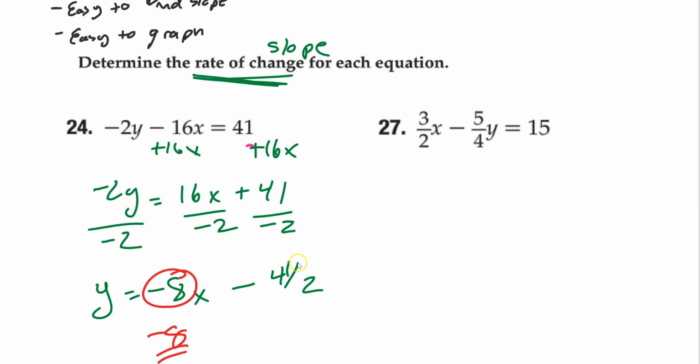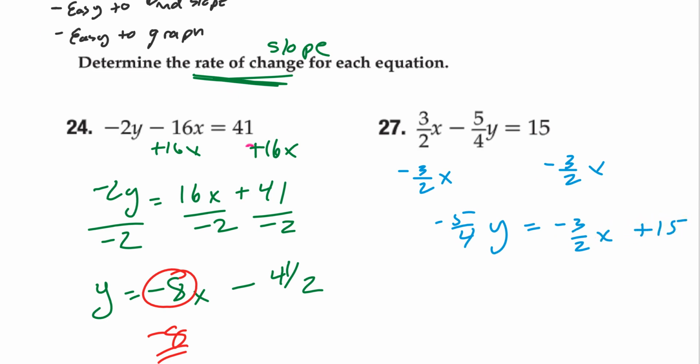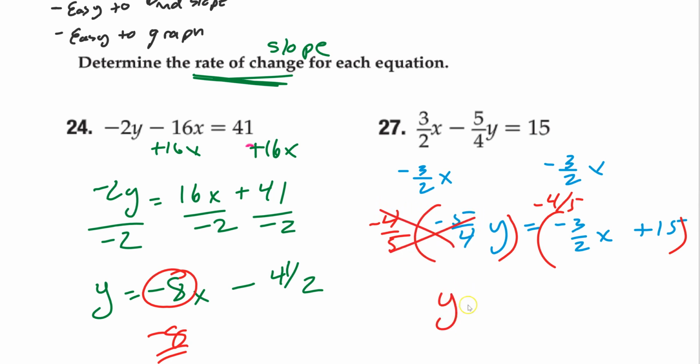Next one. Oh, it has fractions. Well, first, get y by itself, right? Let's subtract 3 over 2x from both sides. So negative 5/4 y equals negative 3 over 2x plus 15. So the way you get rid of fractions, you just multiply by the reciprocal. So we multiply everything by the reciprocal of this. So negative 4/5. Negative 4/5 cancels out. You just get y. Over here you get negative 4/5 times negative 3/2. So negative 4 times 3 is 12. And 5 times 2 is 10. Then plus 15 times negative 4/5, which will just be negative 12. But I don't care about that side. So my slope here is just 12 over 10.